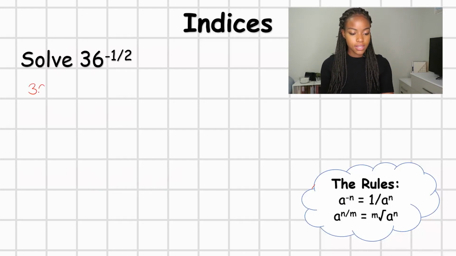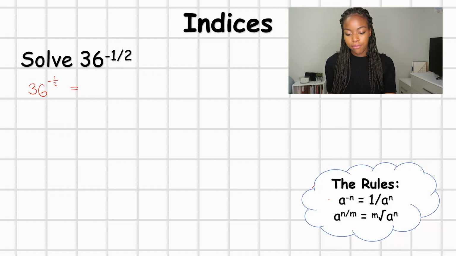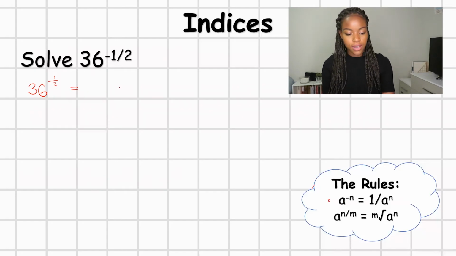So 36 to the power of -1/2 equals, well, if we substitute this into the negative power formula, we would just have to do 1 over a to the power of n. So in this case, a is 36 and n is 1/2. So we're actually doing 1 over 36 to the power of 1/2. Doing it like this makes it make a lot more sense. So we'll continue to simplify that further. So we have 1 over 36 to the power of 1/2.